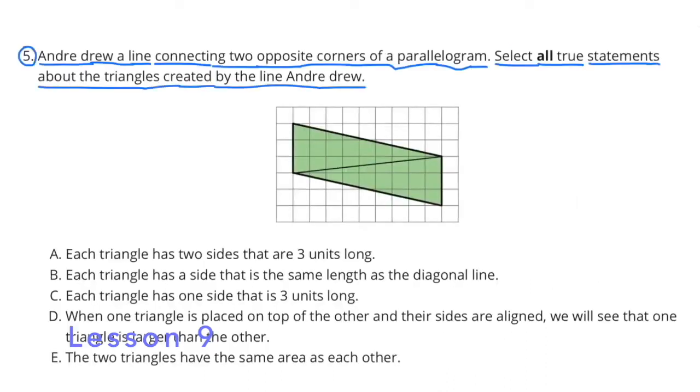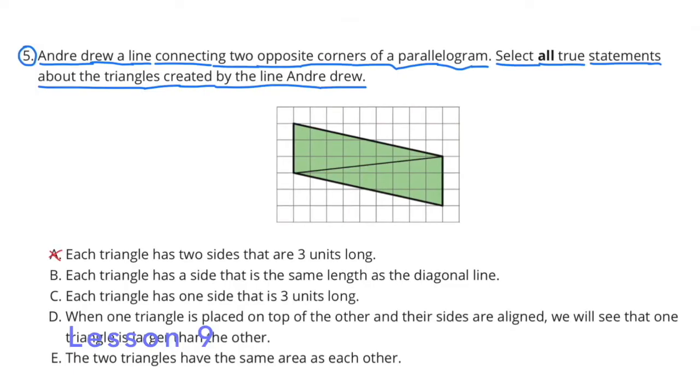Number 5. Andre drew a line connecting 2 opposite corners of a parallelogram. Select all true statements about the triangles created by the line Andre drew. A. Each triangle has 2 sides that are 3 units long. That's not true. They each have 1 side that's 3 units long, but they don't have 2 sides that are 3 units long. B. Each triangle has a side that is the same length as the diagonal line. True.